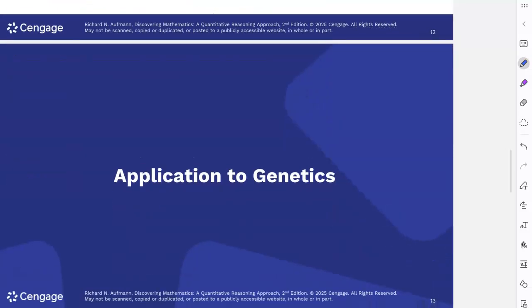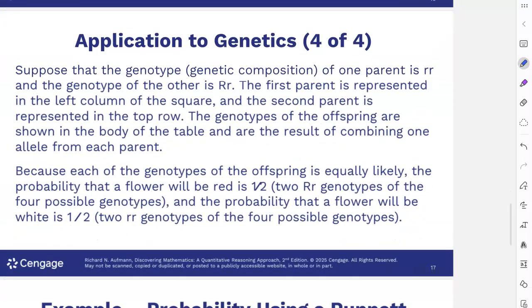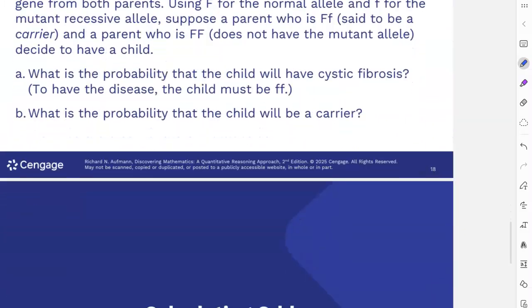We can also see applications to genetics. You may remember in a biology class somewhere where you looked at parents, different types of things like eye color, hair color, to figure out what are the possibilities that could happen for children. So let's look at an example of those.